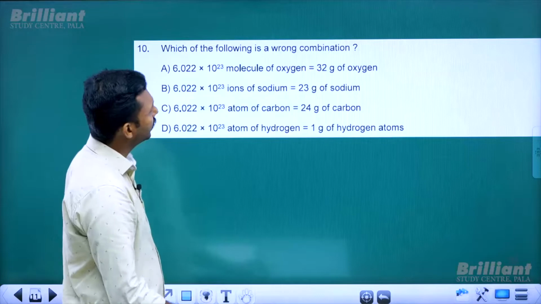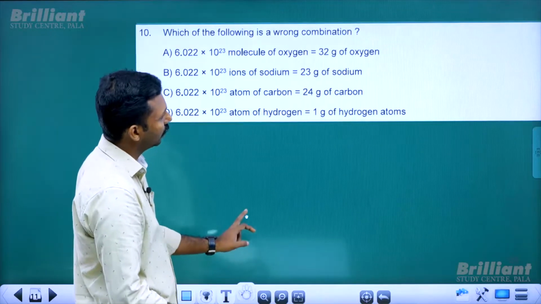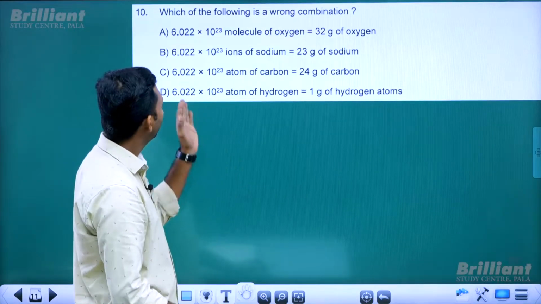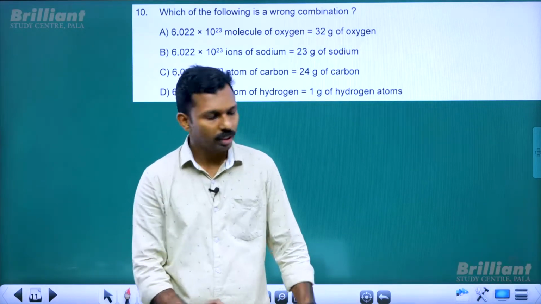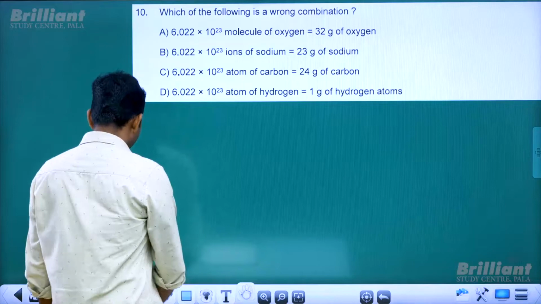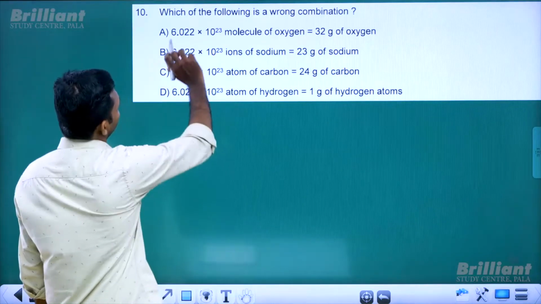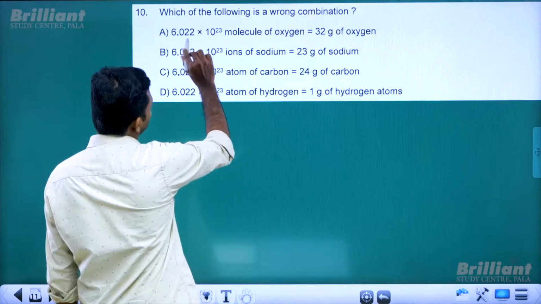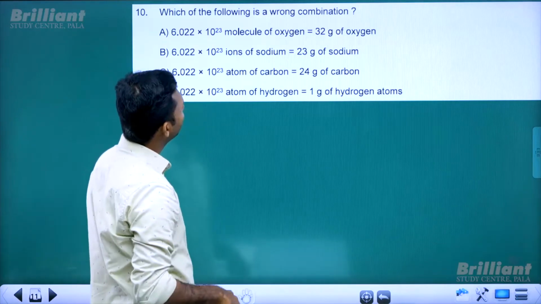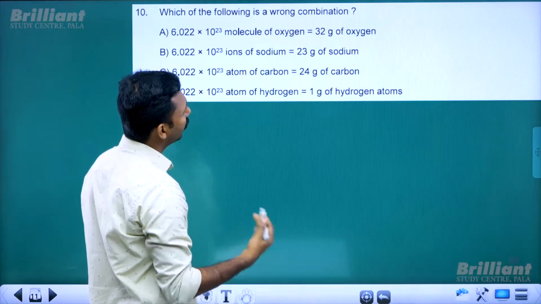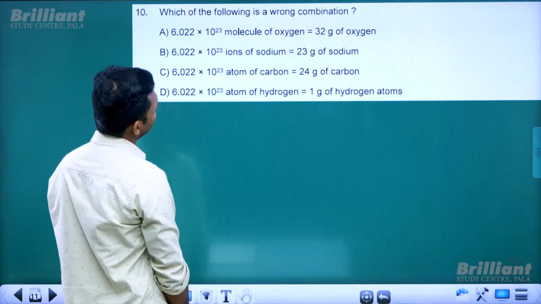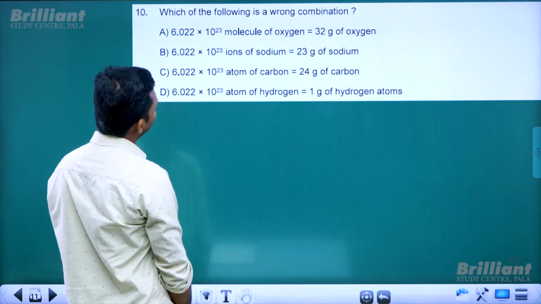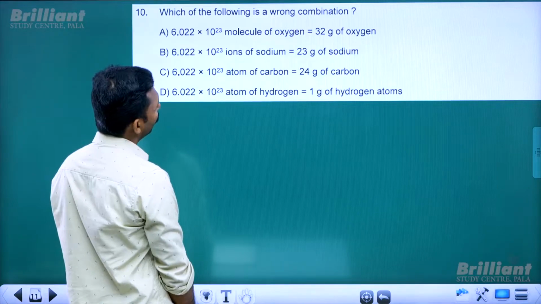Which of the following is a wrong combination? They are asking for the wrong combination. Among these combinations, we have to identify which is wrong. Now, how to solve this problem? First one is 6.022 into 10 raised to 23 molecules of oxygen is equal to 32 gram of oxygen. Is it correct?